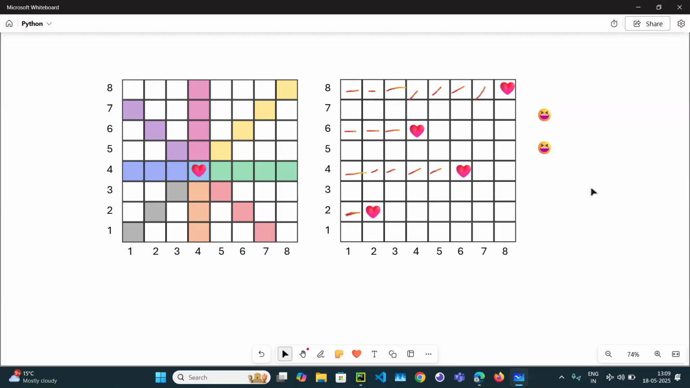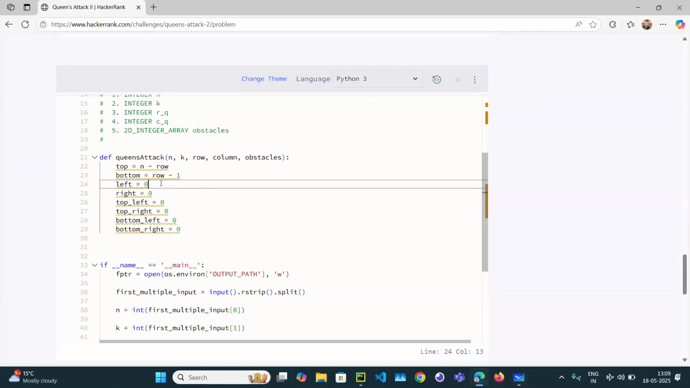All right. Is there any formula? The answer is yes. If the queen is in the second column, 2 minus 1, 1. If the queen is in the fourth column, 4 minus 1, 3. If the queen is in the sixth column, 6 minus 1, 5. If the queen is in the eighth column, 8 minus 1, 7. So basically, left will be calculated as whatever column the queen exists in, minus 1.